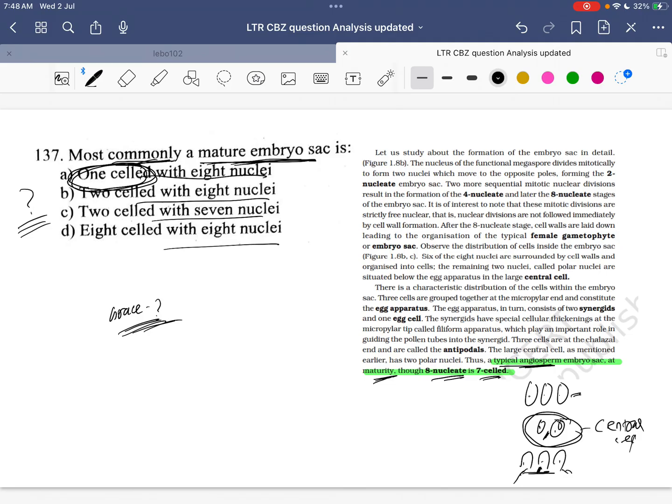137. Most commonly mature embryo sac. This question, I don't know what OSSC is doing, smelling some coffee in the morning and preparing the question, or what exactly they are smoking.